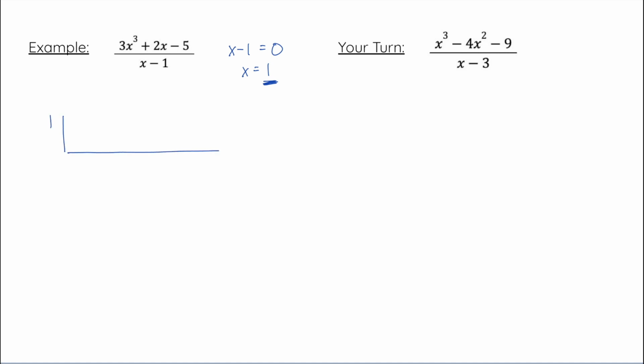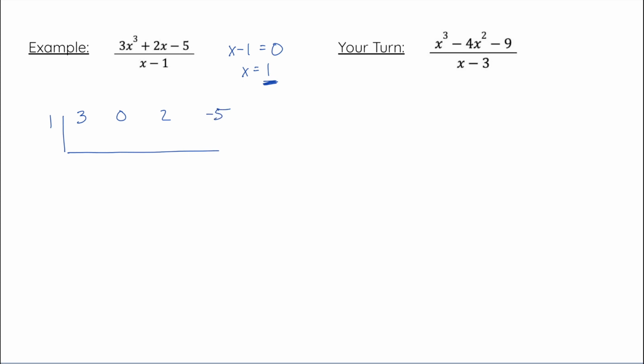Then we write our coefficients. And similar to long division, for this algorithm to work, you have to use all of the values. I have an x cubed here, but you notice there's no x squared term in this function. But I do need that as a placeholder for the division. So I'll write my first coefficient of the x cubed, and now the x squared coefficient is going to be 0, the x coefficient is 2, and the constant is negative 5.